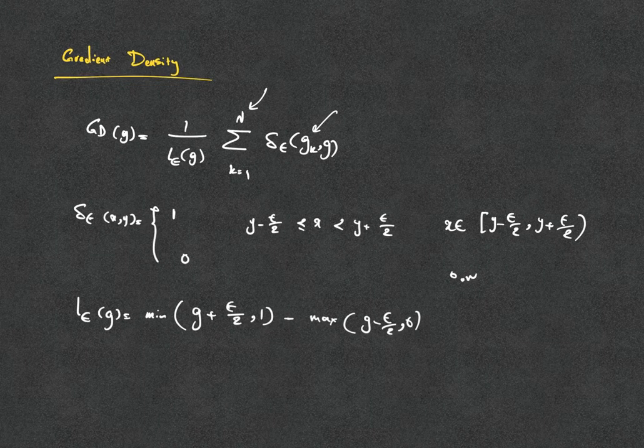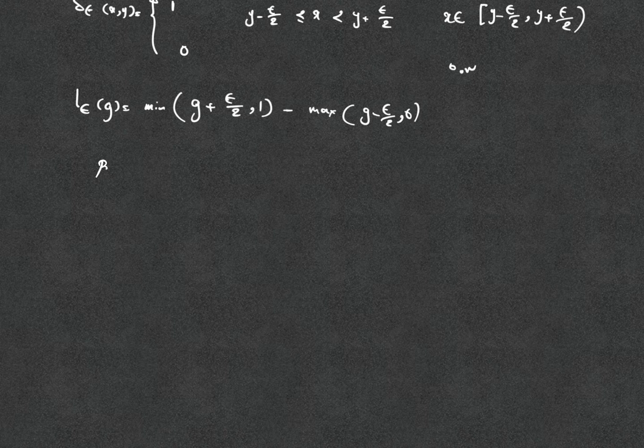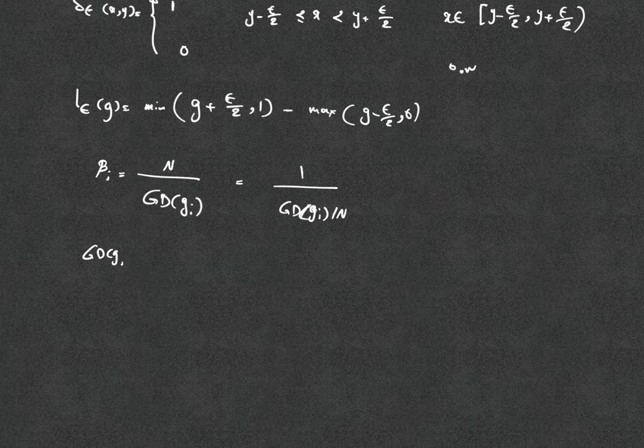Now they define the gradient density harmonizing parameter beta as n divided by GD(g_i), or it can be written as the inverse of GD(g_i) divided by n. This indicates the number of examples with the gradient norm in the neighborhood of the example i. Consider a case in which basically the g's follow the uniform distribution. In that case, GD(g_i) would become n, because all the g's are basically the same value, and then beta would become 1. In other words, no effect.